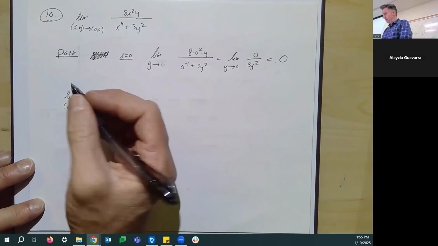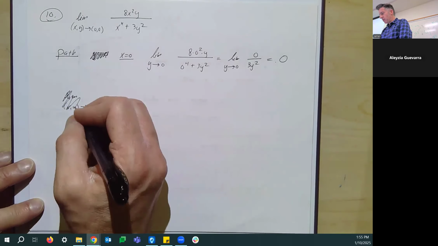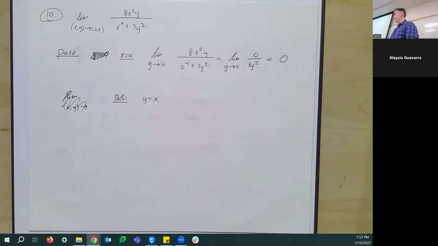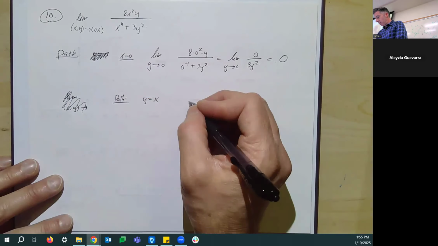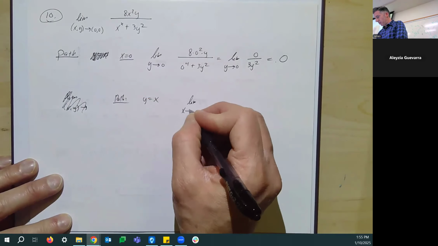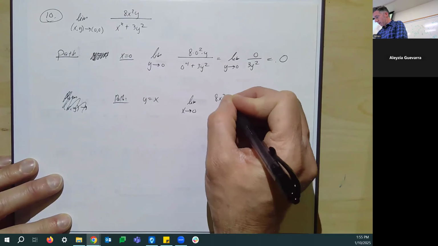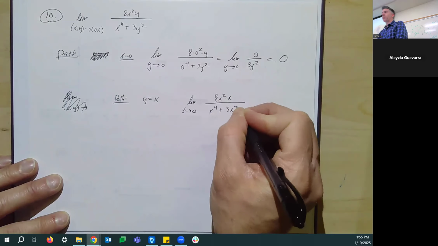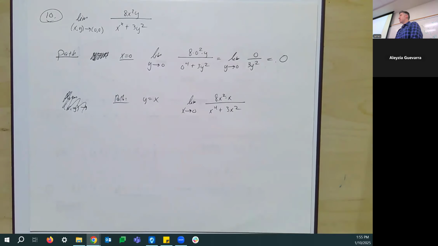Oh, sorry, I have to pick another path. Apologies. So another path, let's try y equal to x. A good path to pick. So we're going to get the limit as x approaches 0 of 8 times x squared times x over x to the fourth plus 3 times x squared. When you have something like this, where the powers don't match, if we plug in 0, 0 right now, we're going to get 0 divided by 0. But it doesn't mean it's indeterminate. It means you have to do some work.